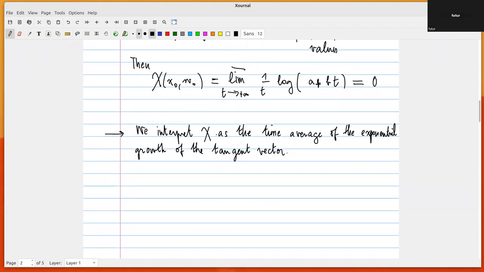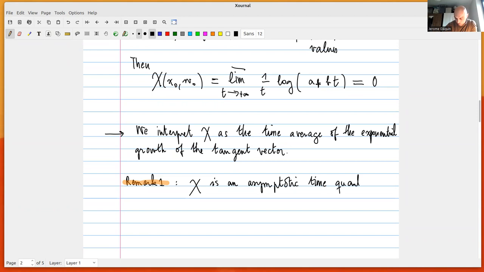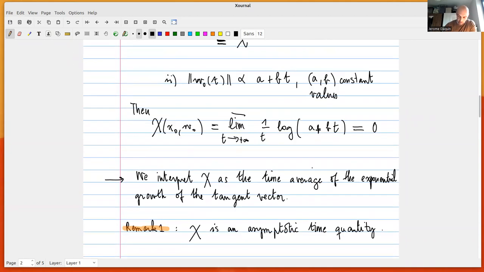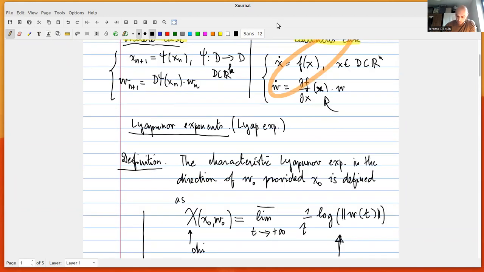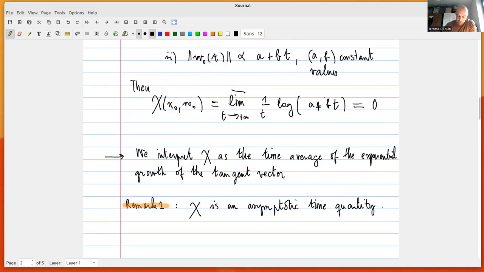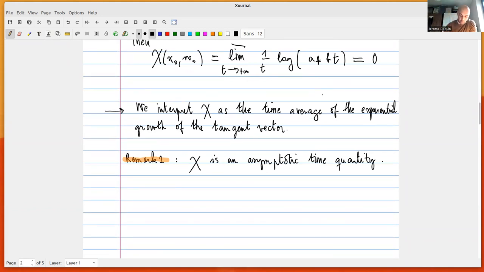Yeah. Sure. So now I will do a few remarks. I will try to keep the slides clean. Remark one. As you see, chi is an asymptotic time quantity. And obviously it's not clear, for example, that the solution exists for all time t, right? So of course I'm not writing it here, but here we implicitly assume that what we compute does make sense.